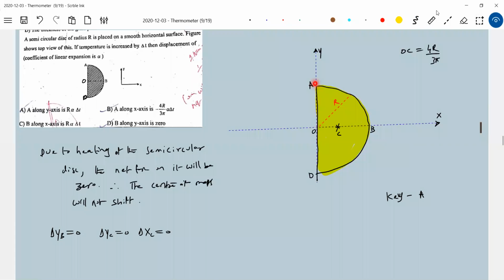So it will shift along this one. Then what about B? B will not shift along the y-axis, but B will shift along the x-axis here. How much will it shift? This distance, CB, into alpha delta theta.